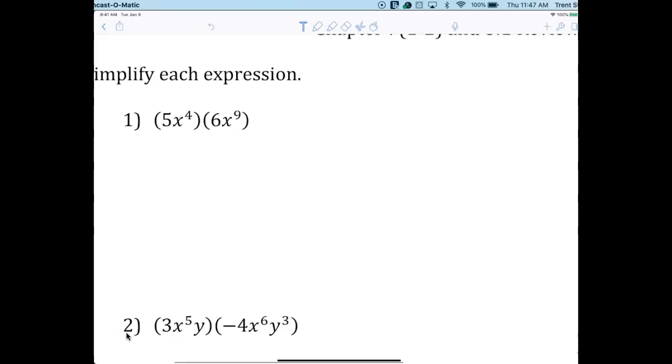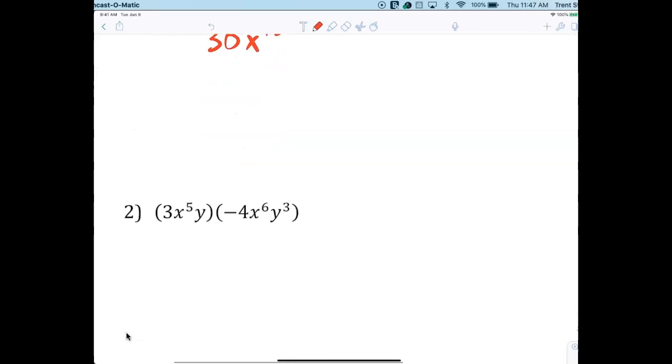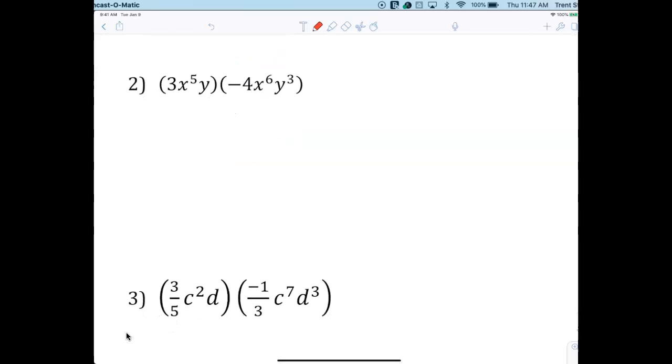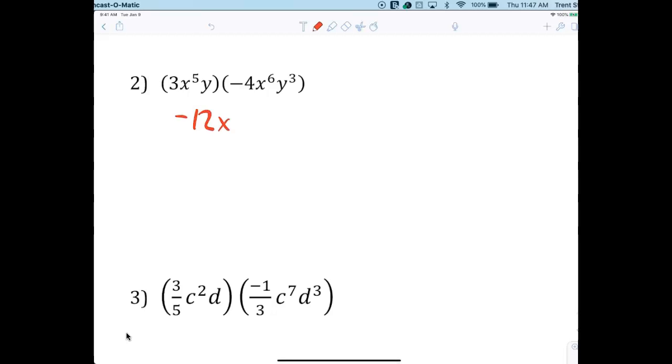Number 1. 30x to the 13. I'm happy with that. Zayden, you ready? I want number 2. Negative 12x to the 11. Y to the 4th. You really should just be telling me your answer, right? Because we did this yesterday. Now we're just verifying your work.